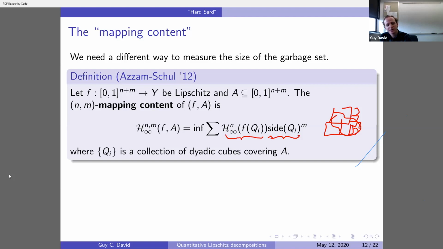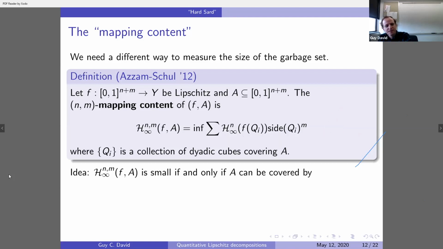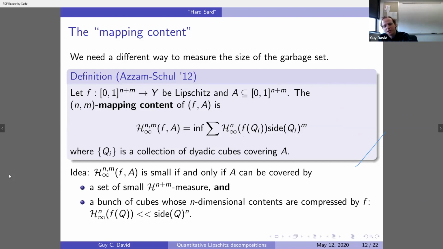So this is a little bit strange. It's a little bit easier to think about what's going on in this way. So when is this quantity small? There's kind of two ways that this quantity could be small. So one is that your set has small measure. If your set has small n plus m dimensional measure in the domain, then certainly the mapping content will be small. On the other hand, your set could have large measure on the domain, but it could be covered by cubes that are badly compressed by this function f.